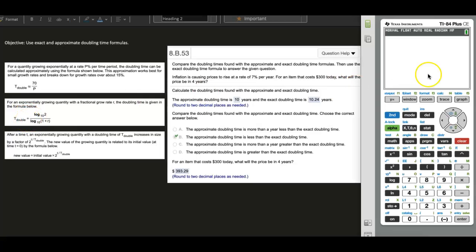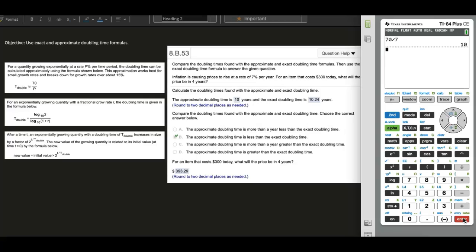Okay, so I'm going to show this in my calculator. For the approximate formula, all I have to do here is do 70 divided by the percent as the value it's given here. So I'm going to type in 7. I do not need to change that to a decimal, in other words. And that's how I get 10 years. So that's that rule of 70. You may have seen it even in other classes. And we expect that it takes about 10 years for this to double.